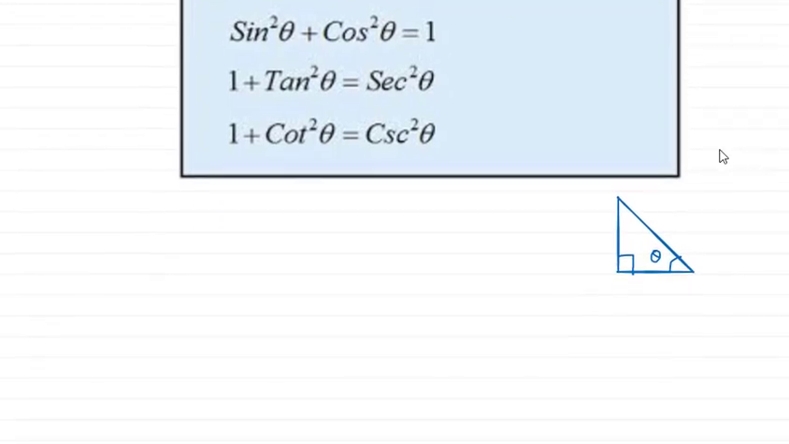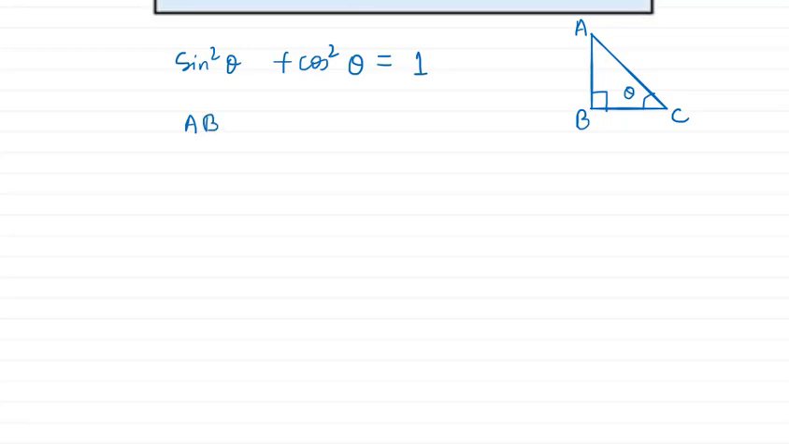So let's first prove our first one. The first one is sine square theta plus cos square theta equals 1. So this is our first Pythagorean identity. Suppose we have this triangle ABC. Now what will be the value of sine theta? From here sine theta will be AB divided by AC. So I'm just writing the value AB divided by AC. Now we have square of sine theta, so we will write it as AB by AC whole square.